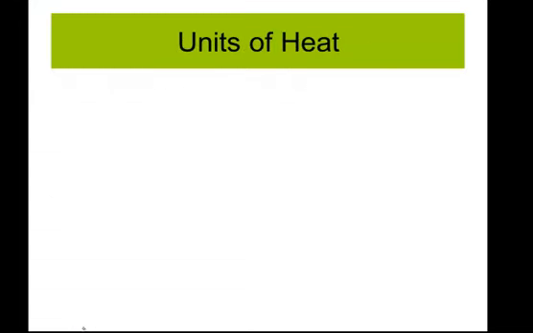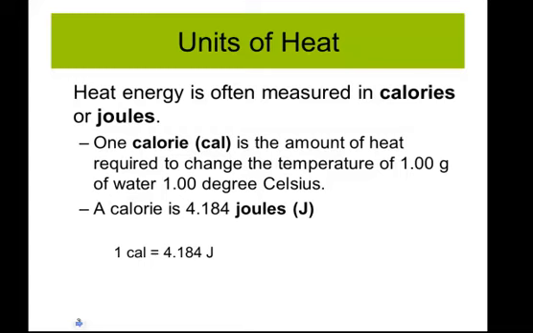And we're going to use units like calories or joules to measure heat and energy. And a calorie is defined as the amount of heat required to change the temperature of 1 gram of water 1 degree Celsius, which is not very much. 1 gram is pretty small, and changing it only a degree isn't very much. And a calorie has a conversion factor to go between calories and joules. So 1 calorie is 4.184 joules.